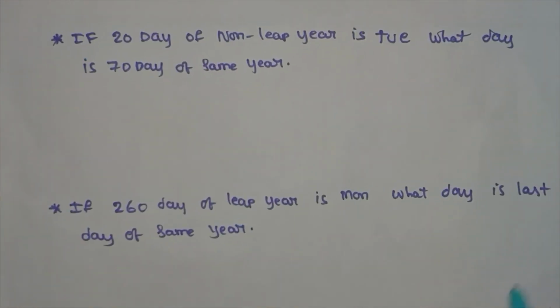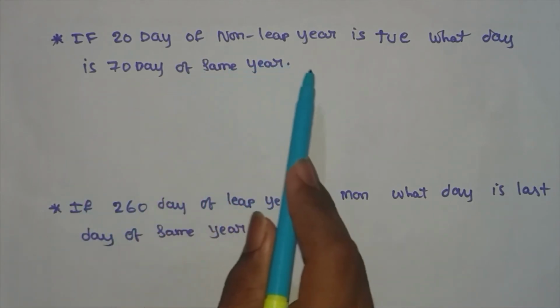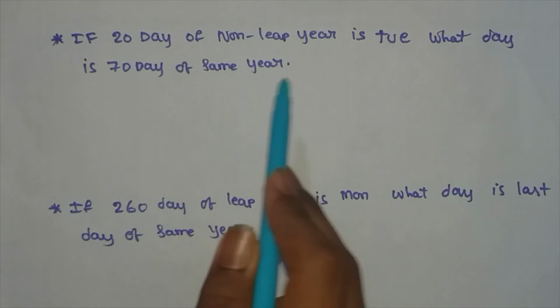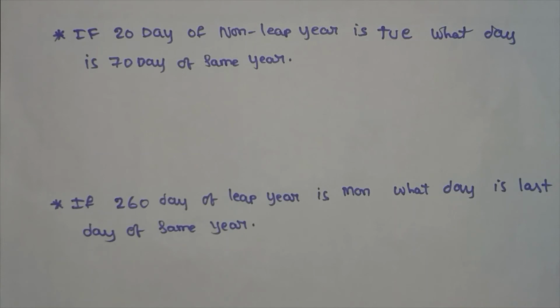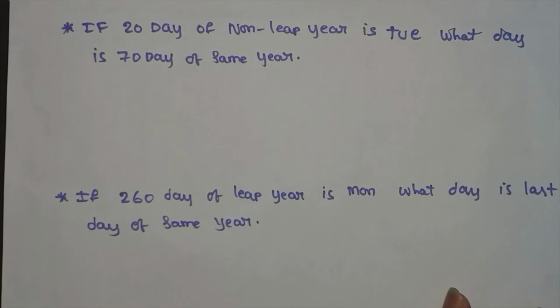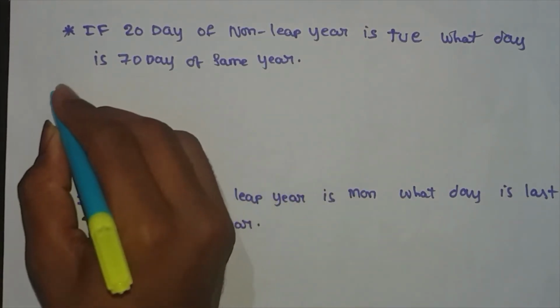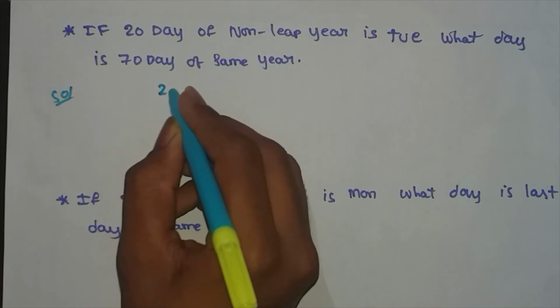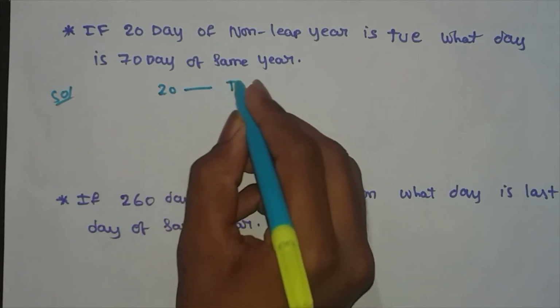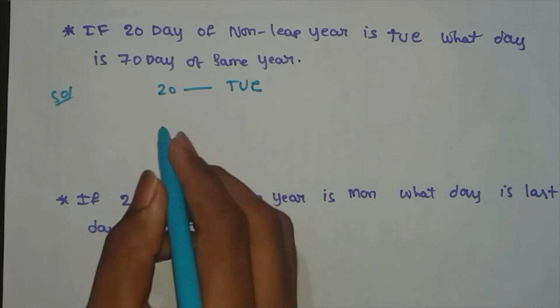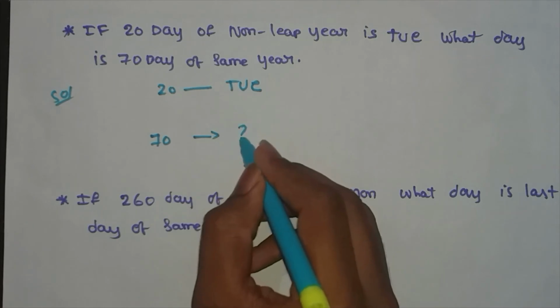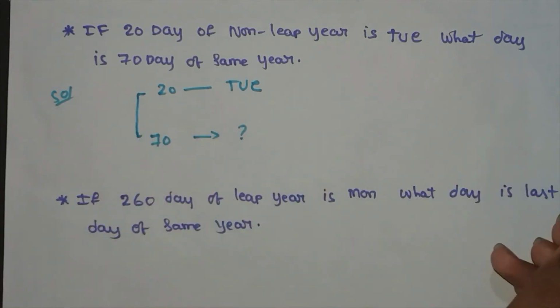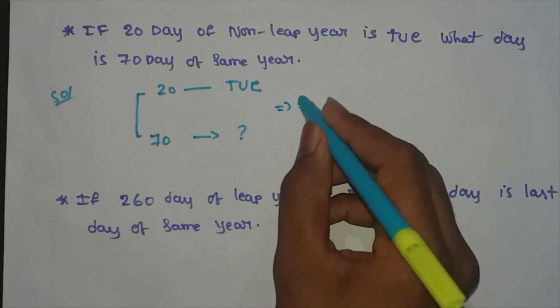So this is the given question. If the 20th day of a non-leap year is Tuesday, what day is the 70th day of the same year? You can't calculate by saying first day is Tuesday, second day, and so on. It is a time-taking process. So previously I have told you the short trick: write the given details. The 20th day of a non-leap year is Tuesday, and I have to find out the 70th day of the same year. So what is the difference between these two? I am getting the difference as 50.